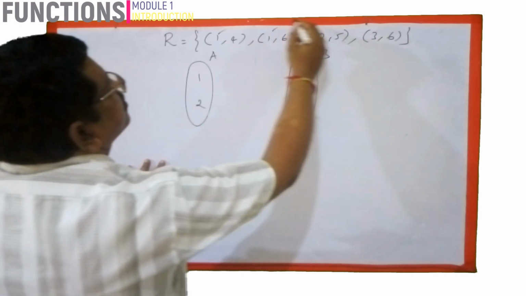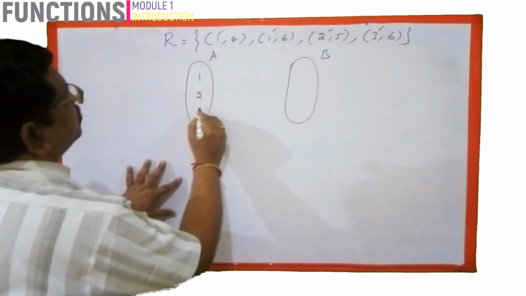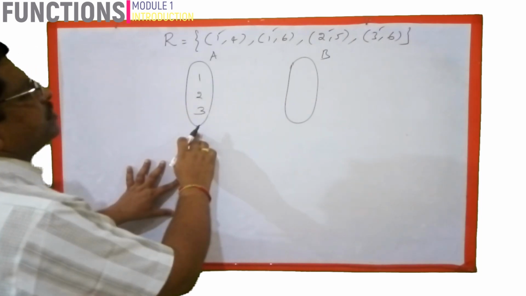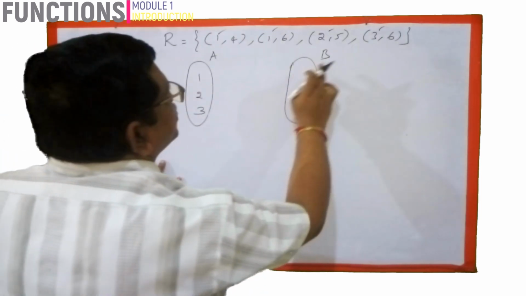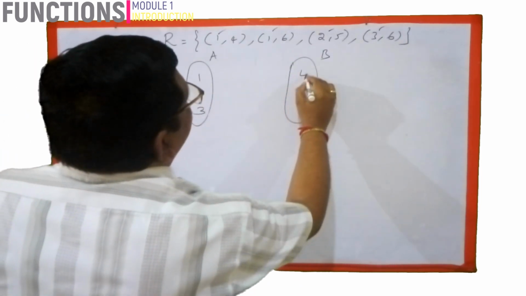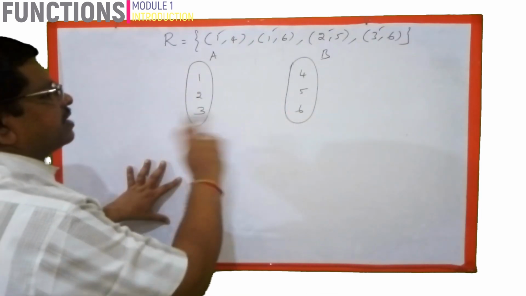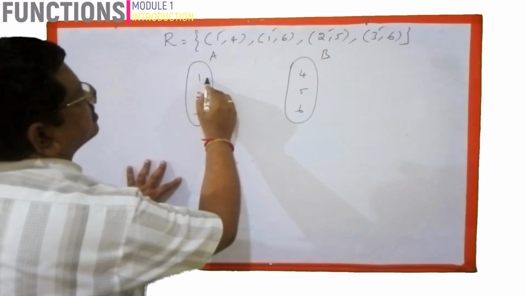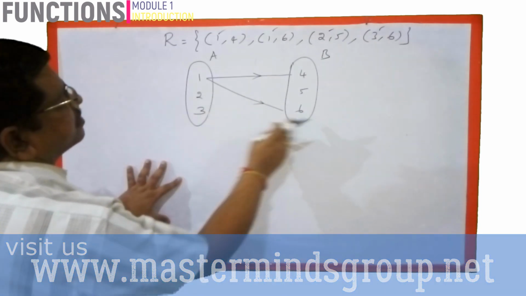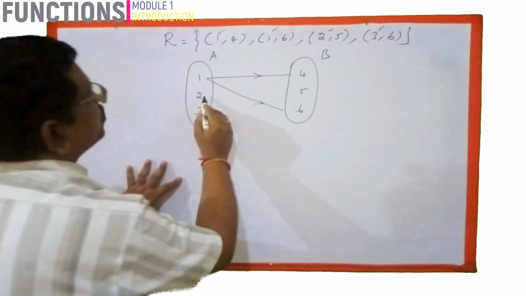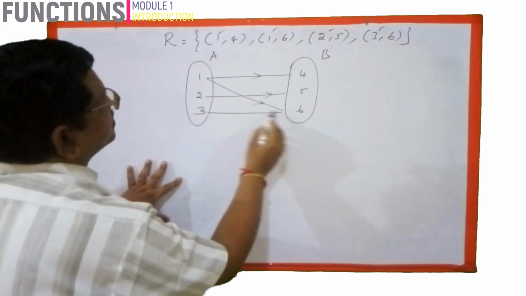Here 1, here 2 and again 3. 1, 2, 3 are the 3 elements which are present in set A. Now the elements present in set B are 4, 5, 6. Now let me make the relationship. Here 1 has the image 4, 1 has the relationship with the element 6, and 2 is making relationship with 5, and 3 is making relationship with 6.